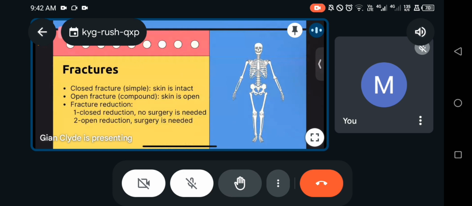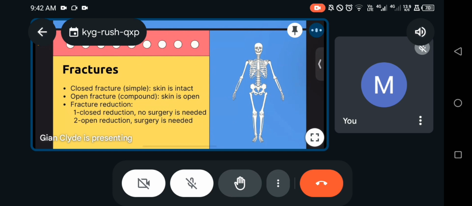And then the next one, we also have the fractures. Remember the two types of fractures, which are the closed and the open fracture. For the closed fracture, the damaged or broken bone is on the inside while the skin is intact, or hindi pa lumalabas yung buto outside sa skin.